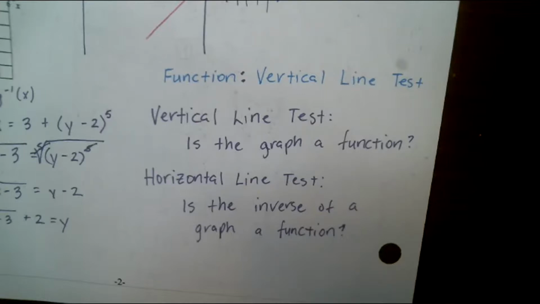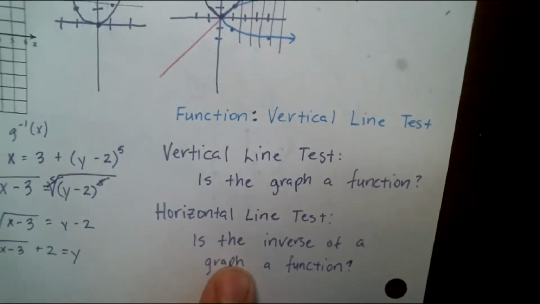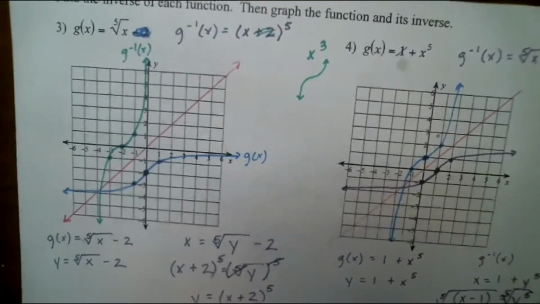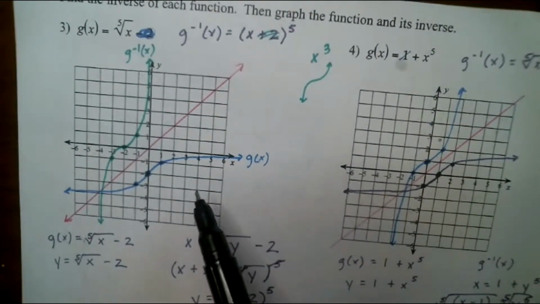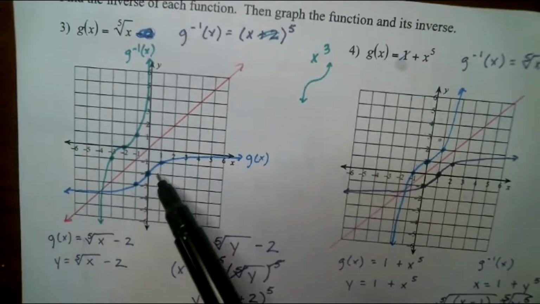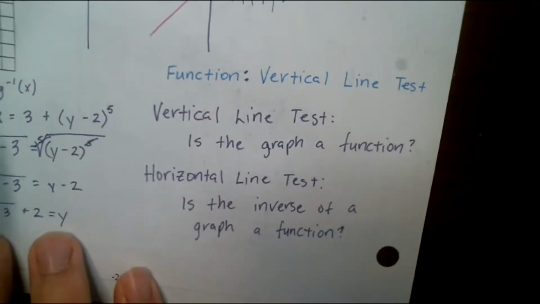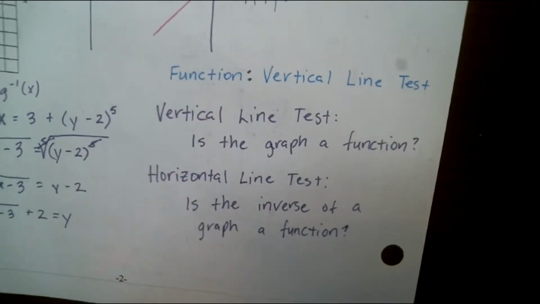Okay, so now you have that. Now let's go up to number 3 here. Look at number 3. So here's my question. This right here is g of x. Okay? Go back up to what I wrote. There, Abby.